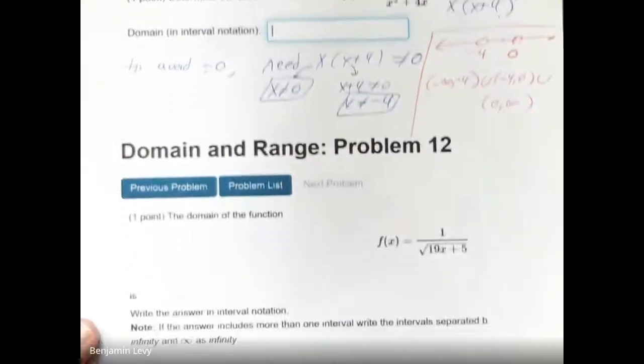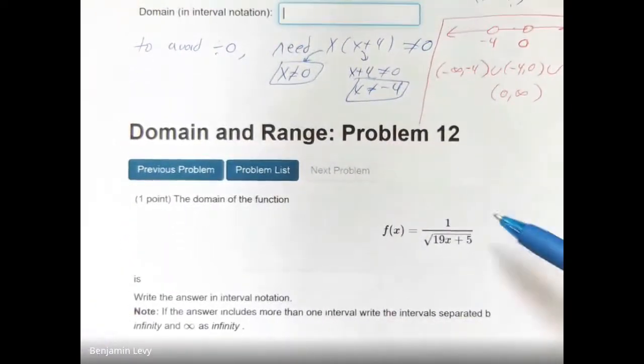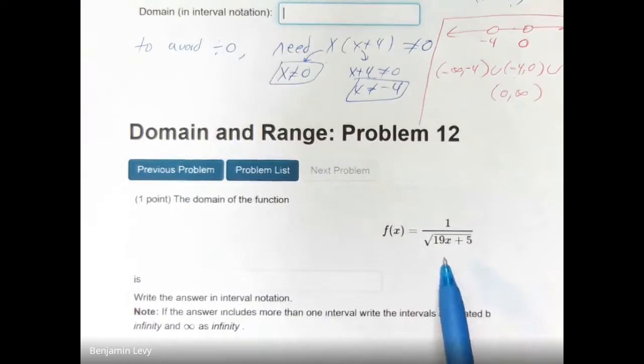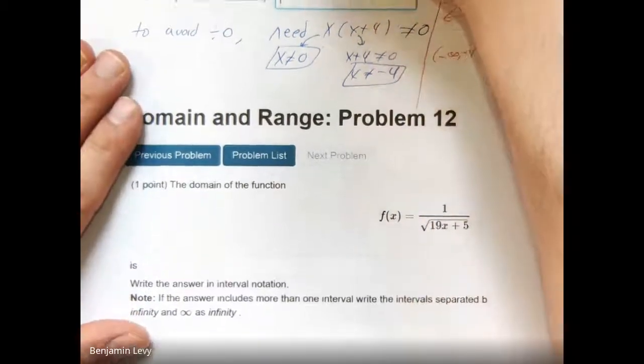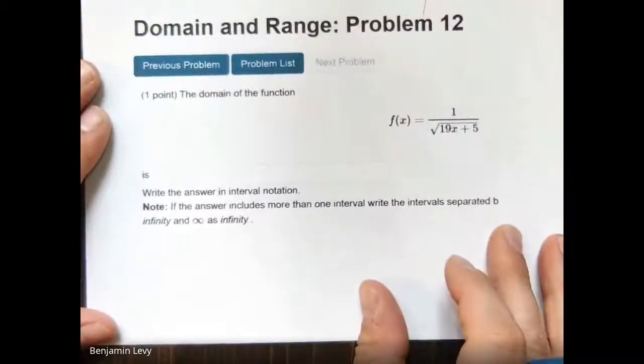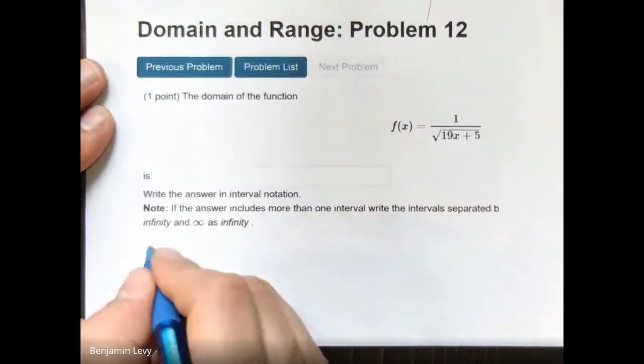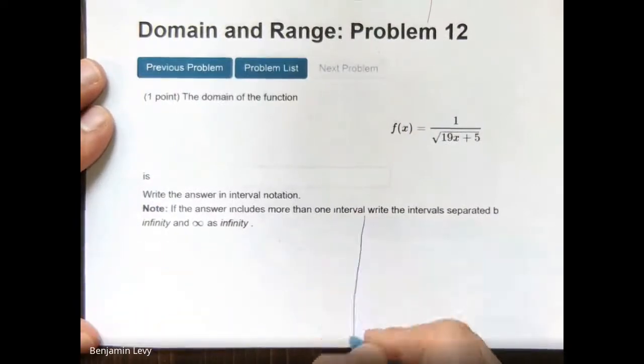Okay, so in the second one, it's a very similar problem because it's also a fraction, but we also have a square root, and so we need to avoid both dividing by 0 and taking the square root of a negative, right? And so let's do those 2 things in pieces. So let's do the dividing by 0 part first.